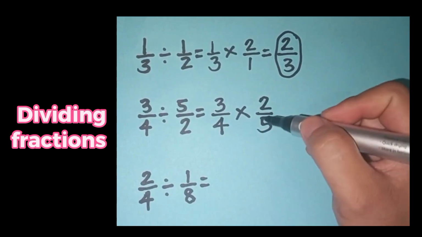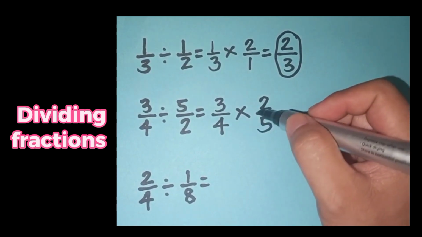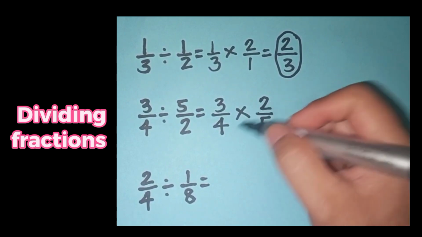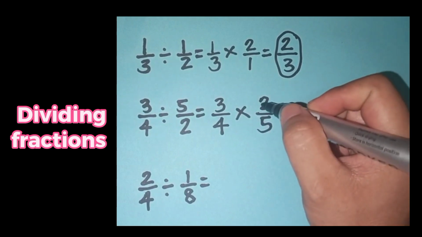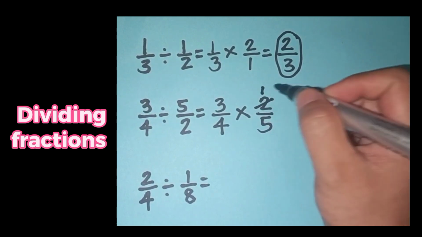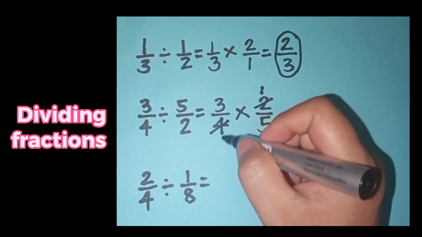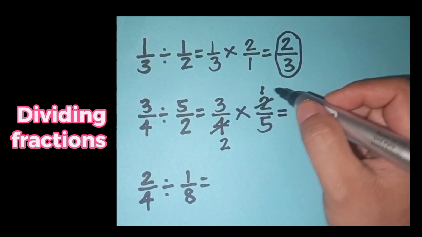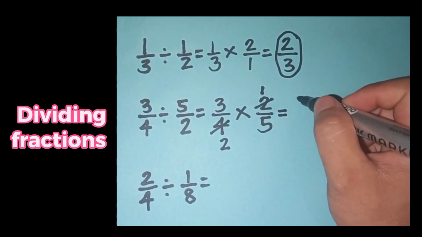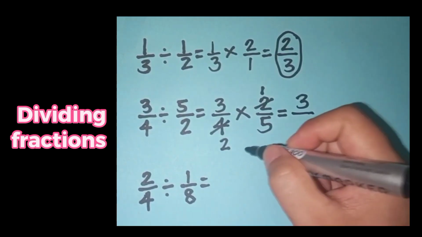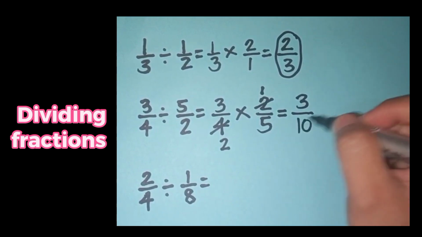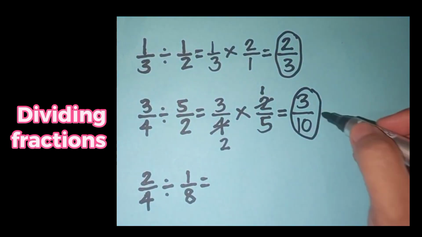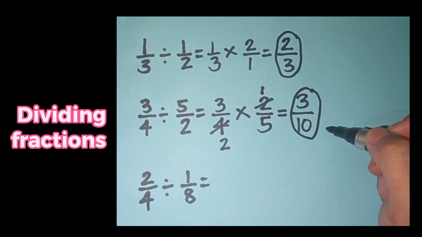So as we can see, we have 4 and 2 which have that GCF. So we have first to simplify this. How many 2 in 2? That is 1. How many 2 in 4? That is 2. And right after that, we have to multiply the numerator by the numerator. 3 times 1, that is 3. 2 times 5, that is 10. So 3/4 divided by 5/2 is equal to 3 over 10.